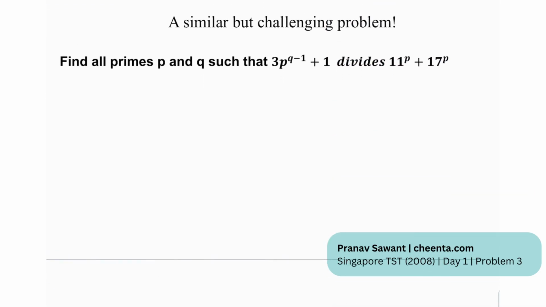Okay, so at the end we have a similar challenging problem, and I want you to find all primes p and q such that this quantity, 3 raised to the power p, 3 to the power q minus 1 plus 1, divides 11 raised to the power p plus 17 raised to the power p.